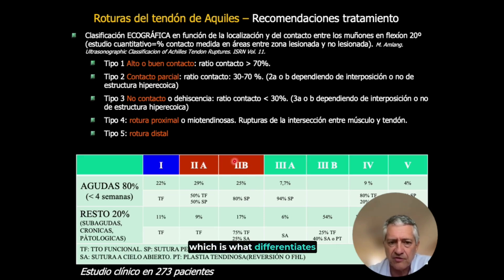which is what differentiates letter A or B, also lean towards functional treatment or percutaneous suture. While we already see, in those cases where in his study there was separation of the stumps with absence of contact in inflection, or those cases of more chronic ruptures, of 4 weeks duration, approximately a quarter of the cases had to be addressed with more aggressive treatments such as open suture or even interposition grafting.